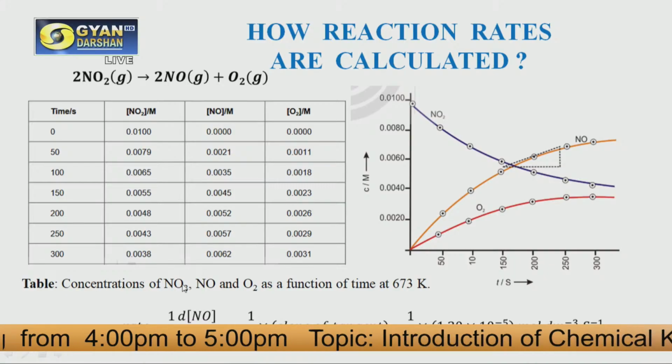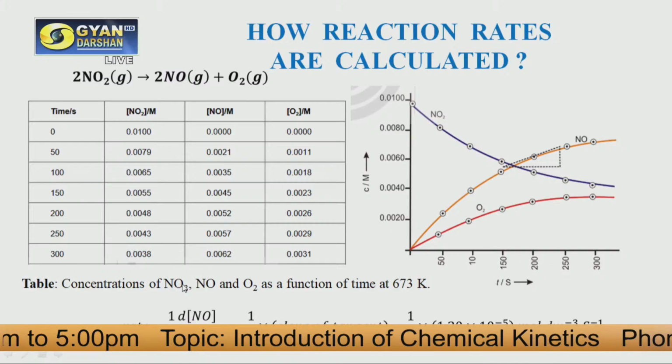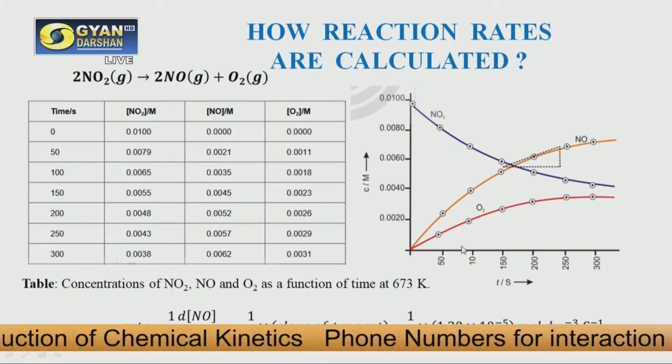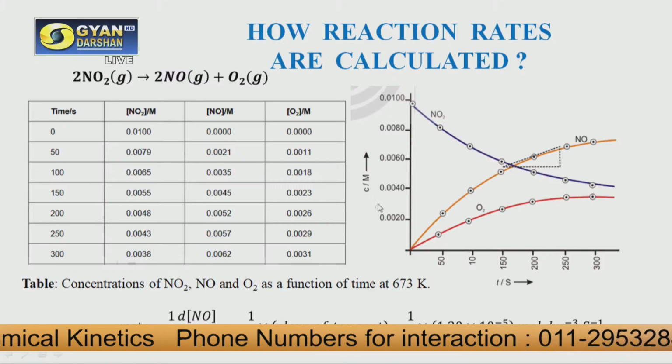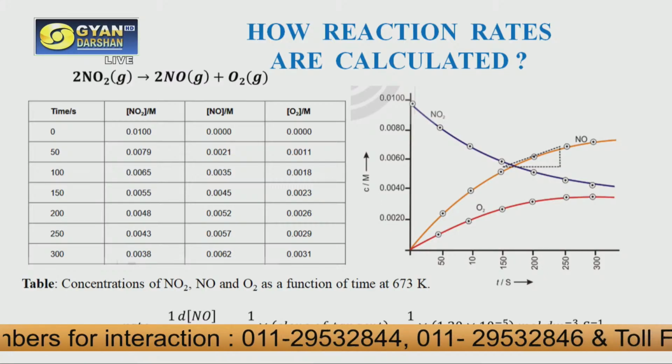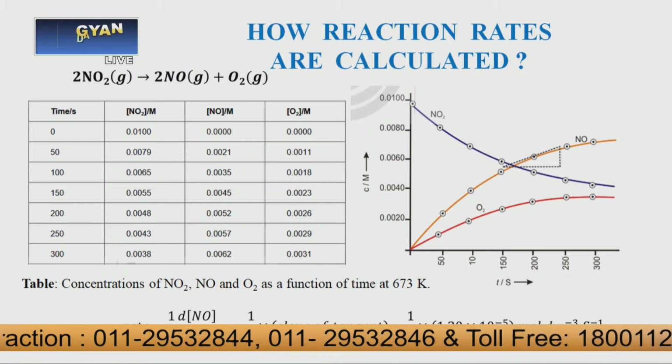These are the concentrations of N2, NO, O2, and they plotted the graph of concentration versus time in seconds. In the instantaneous rate, we have calculated that if we want to calculate the rate at a particular time, we just calculate the slope at that time.